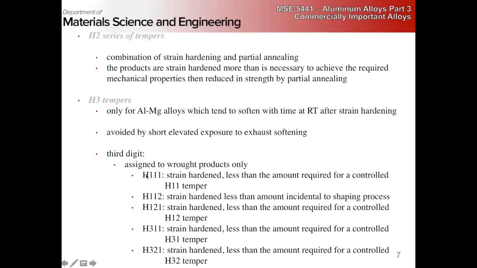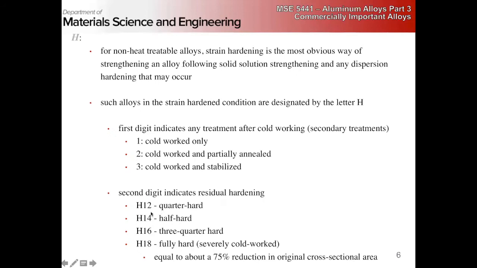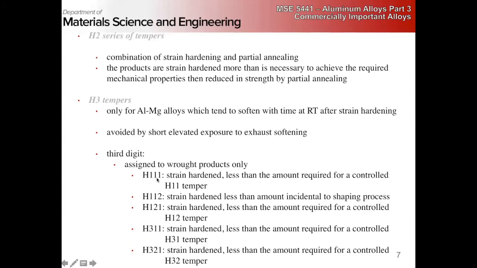Right. So you'll get them, you can really look these up. It's not important to memorize or anything like that. So H111 is strain hardened, but less than the amount required for a controlled H11 temper. So remember, the second digit indicates the residual hardening, right? So H11 would be 1/8 hard. H111 is slightly less than that, right? It's a little confusing, I know.